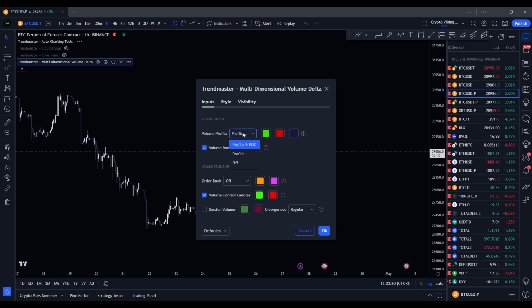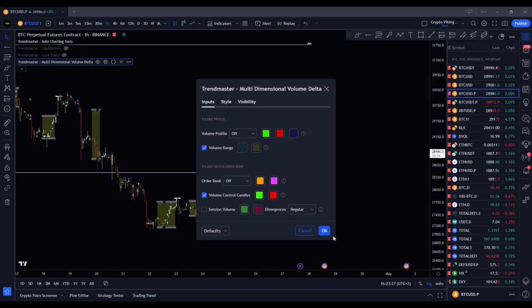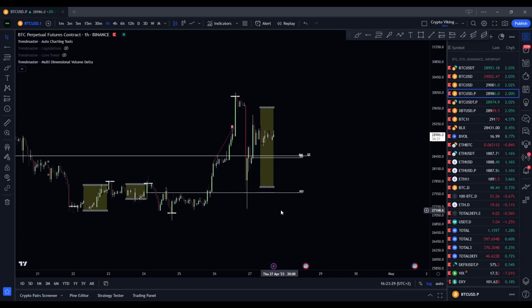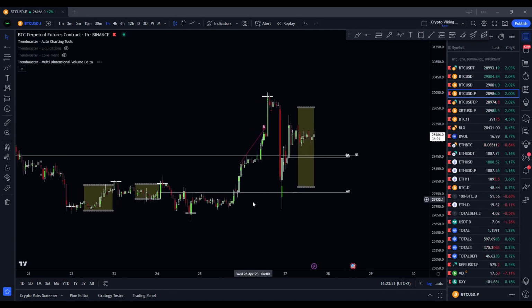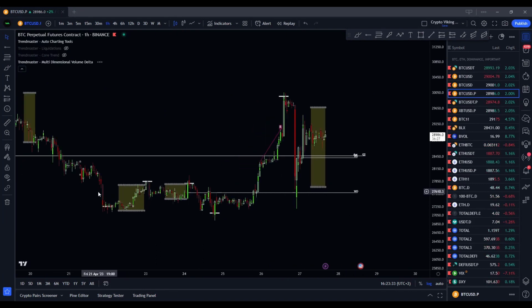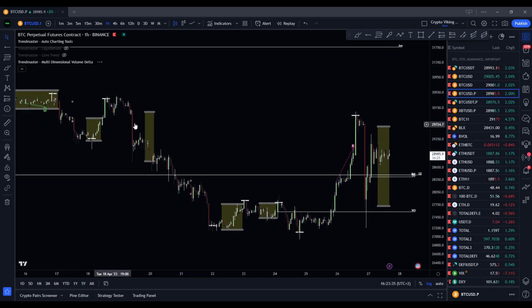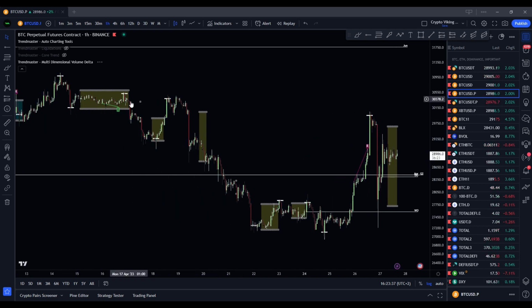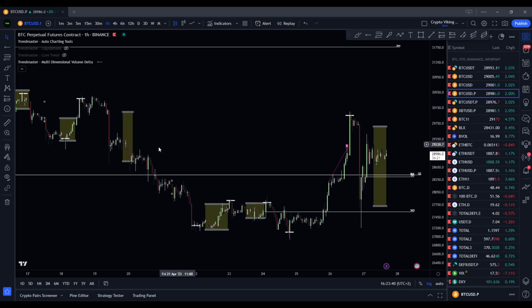So let me put that on, turn off volume profile. Yeah, I'll do volume range, volume control candles. With the volume range, what you're trying to see with this is it's going to be giving you larger ranges where you think a potential failure. It's going to be helping to plot a little bit. You'll get some outliers like this where you have basically a giant volume gap.